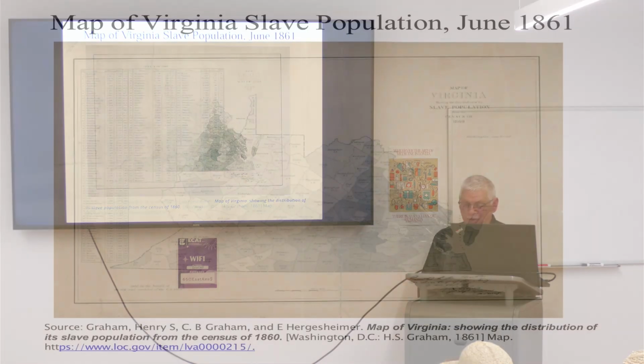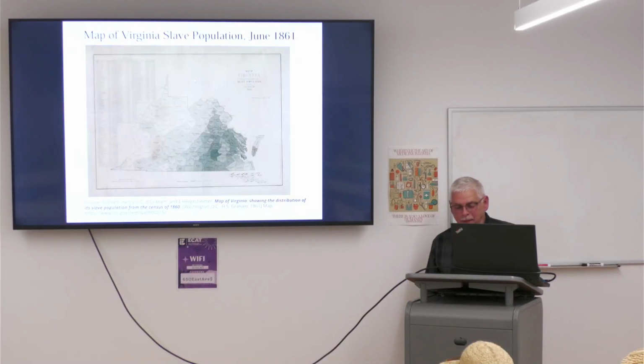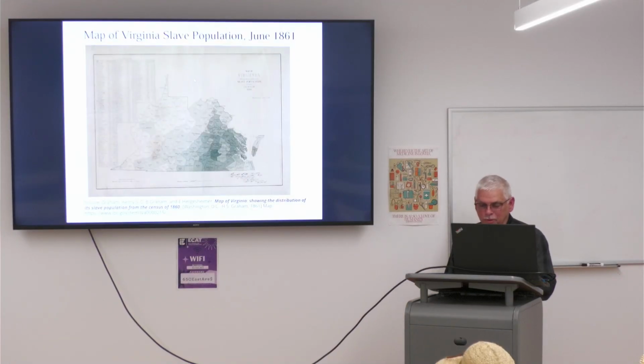binary measurement. Either a state was free or a slave state. This map shows the percent of the population for each county that's composed of slaves. So we're able to see a gradation in the distribution of slaves across the state of Virginia. The darker the grayscale, the higher the percent of population that is slaves. Again, these maps are quite common now, and they're called choropleth maps, but back in 1861, these were brand new.